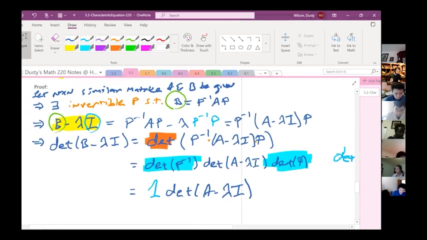So notice that what we just said is that the determinant of B minus lambda I equals the determinant of A minus lambda I. That is, their characteristic polynomials are the same and their eigenvalues are the same.